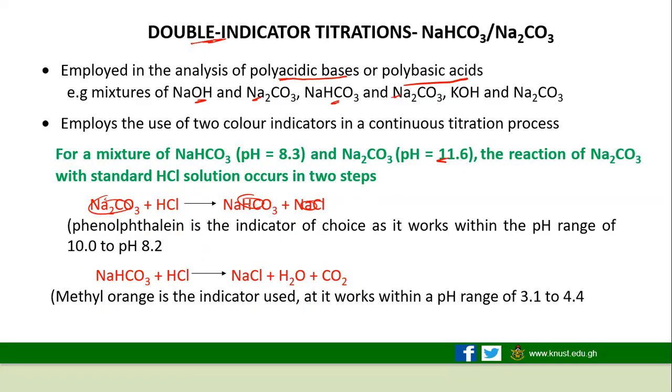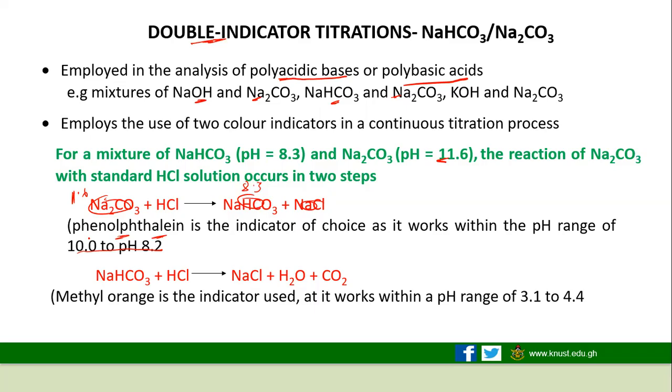The indicator we use for this first step is phenolphthalein, because it works within the pH range of 10.0 to 8.2. The pH of the carbonate is 11.6, and as we convert it to bicarbonate, the pH reduces gradually to 8.3 and downwards. Once it reduces, it can change the color of the phenolphthalein. When the color changes, we have reached the phenolphthalein endpoint.